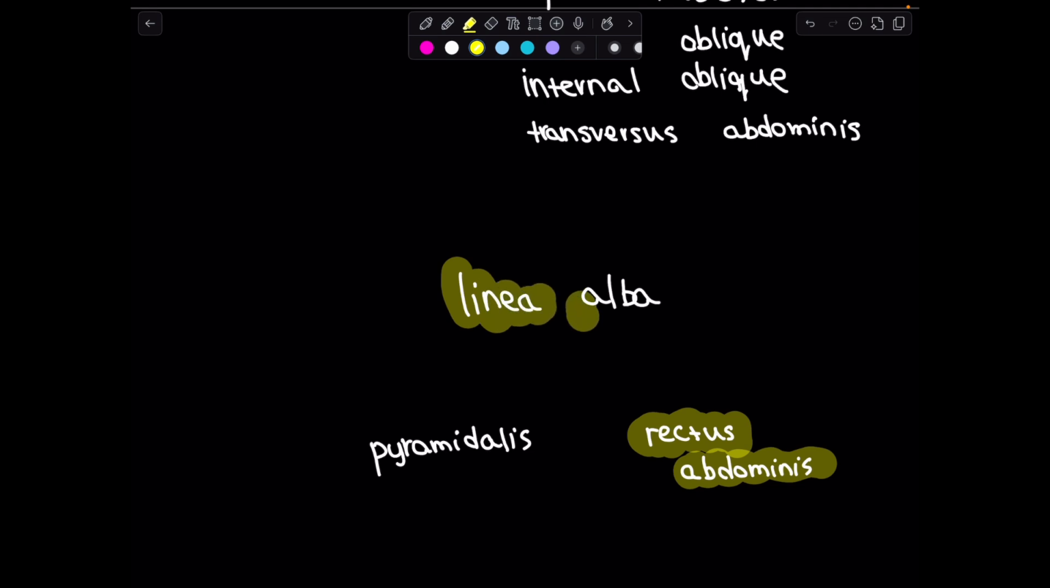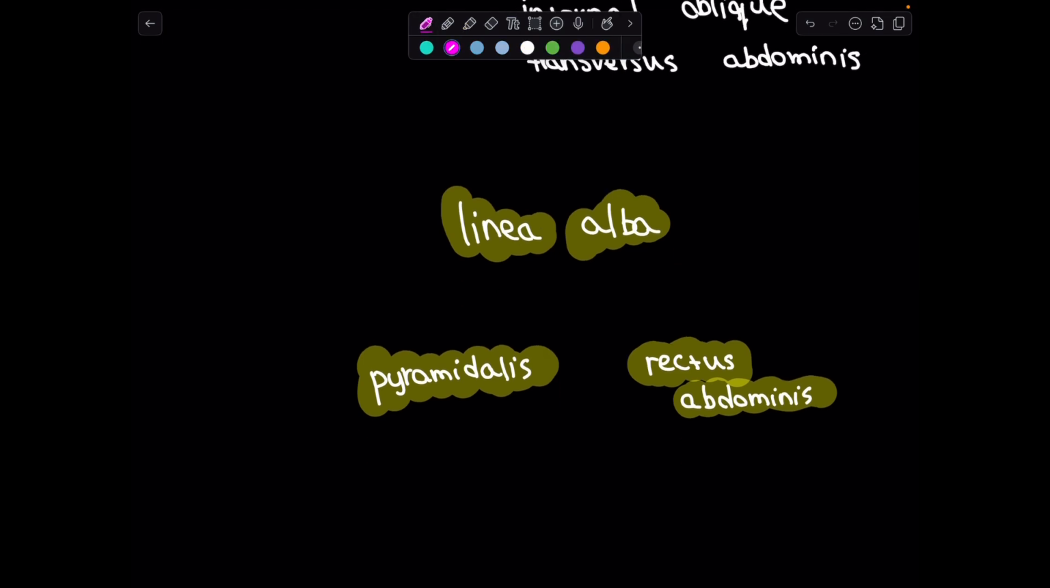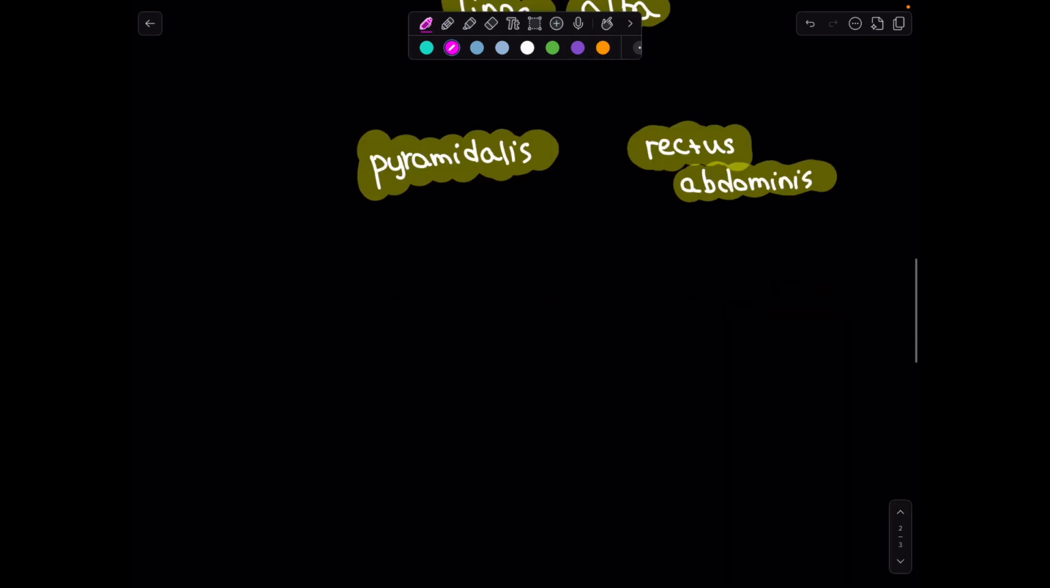Internal oblique, origin, iliac crest, thoracolumbar fascia. Insertion, lower ribs 10-12, linea alba. Why? Fibers run upward forward, supporting rotation and compression, anchoring to pelvis and pulling to ribs midline.